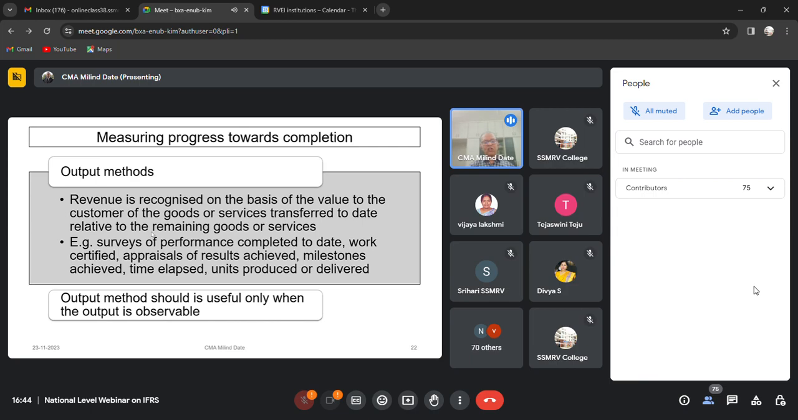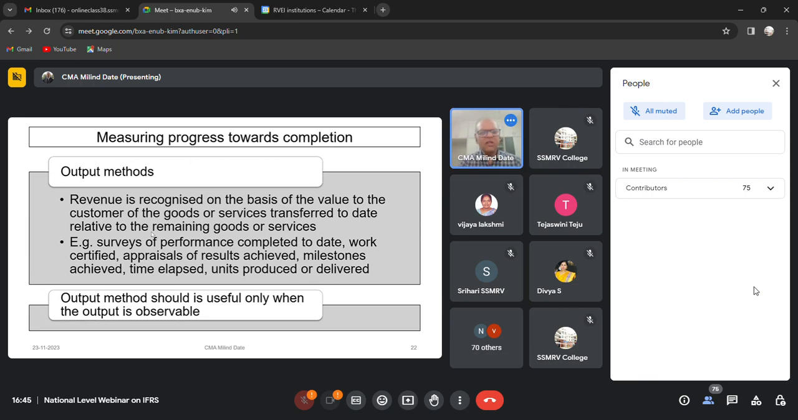But it's useful only when you can measure the output. If you can't measure the output, then the output method cannot be used. I mean, 10 kilometers completion out of 50 kilometers is measurable, right? It's observable. But if it is a type of product, for example, you agree to construct a machine, how do you know how much of the machine you have completed? It's very difficult to measure the worth, and especially the value thereof. So there, the input method has to be used, not the output method.